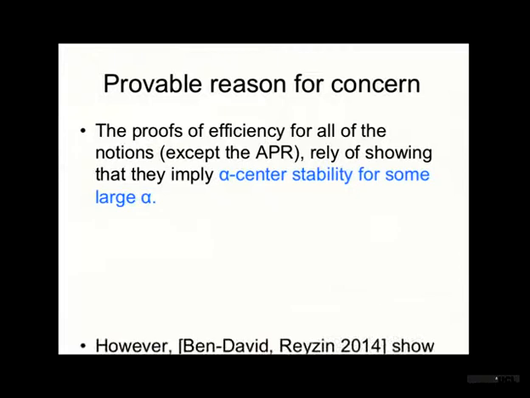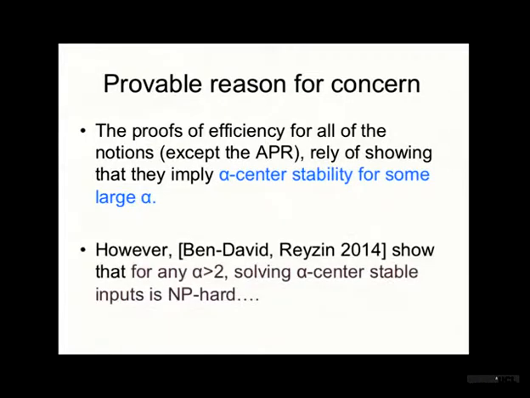But then came a result this year of Ben-David and Reisizing. I say Ben-David and not BD because it's not me, it's my son. And they showed that for every alpha greater than 2, solving alpha center stable instances is NP hard. So those results, when you keep improving your alpha, will never give you something for alpha less than 2. All of those approaches will never be able to handle instances in which the distance of a point from its own center is no less than half the distance to any other center.